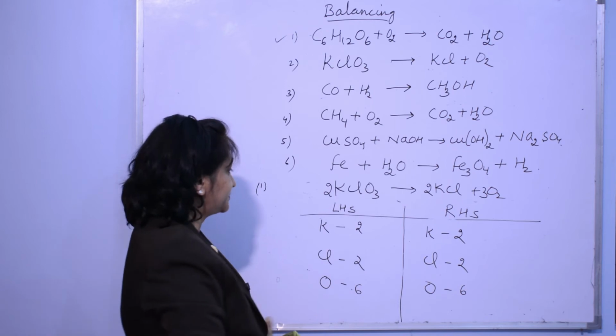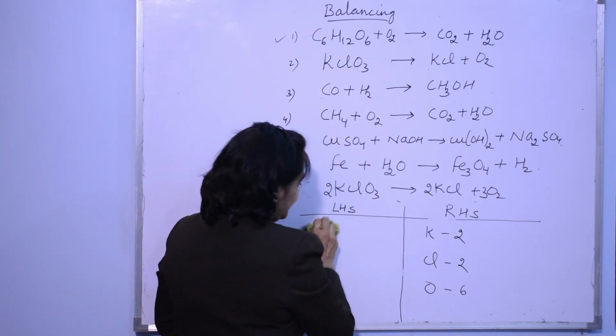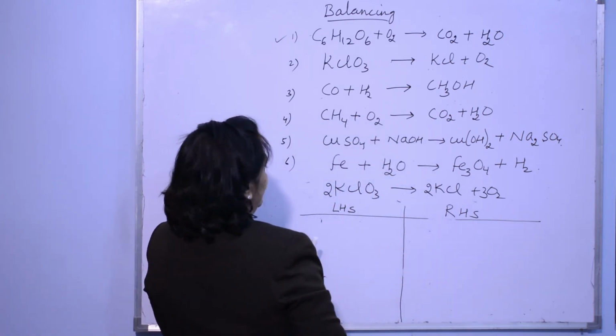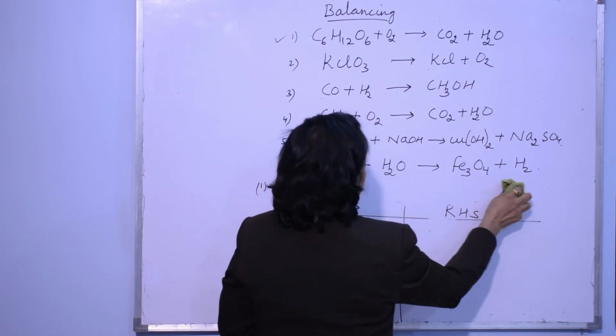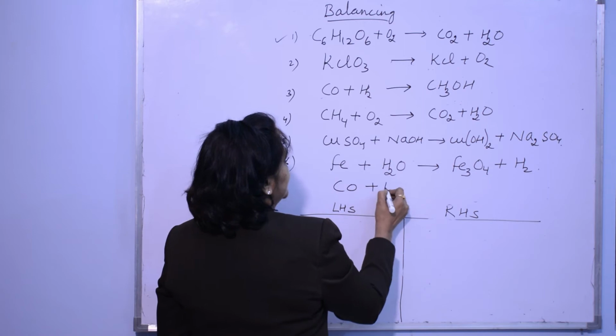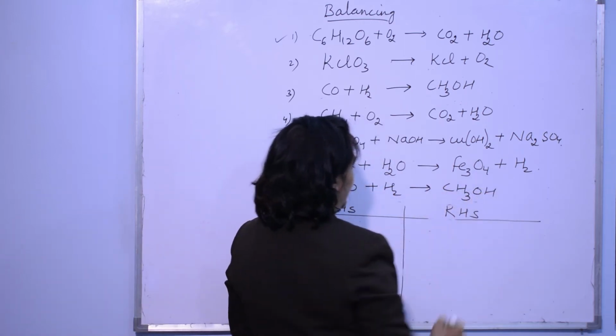Okay? Let us come to the third equation. So for the third equation, let us see what that third equation is. CO plus H2, it forms CH3OH.